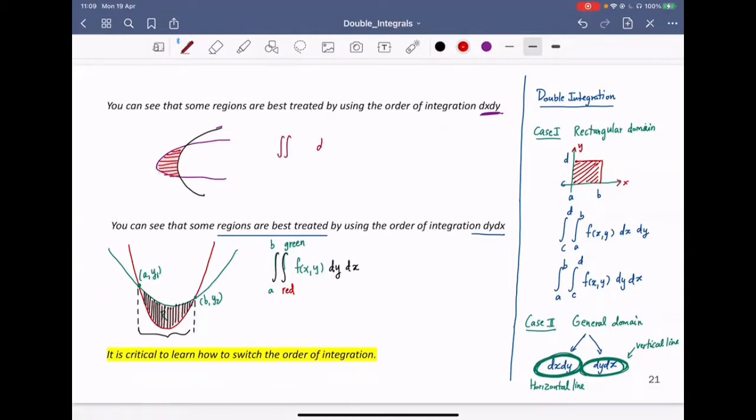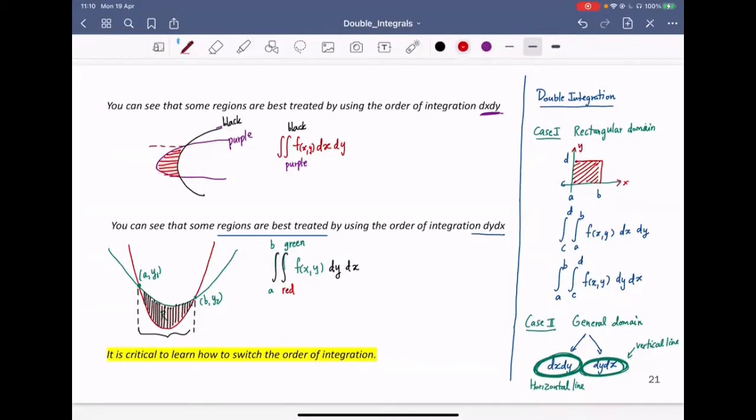The best thing is you integrate dx dy of the function f(x,y) here, and then you're again going to integrate from the purple curve to the black curve, right? Because it's going to be left to right. This is the black one. This is the purple one.